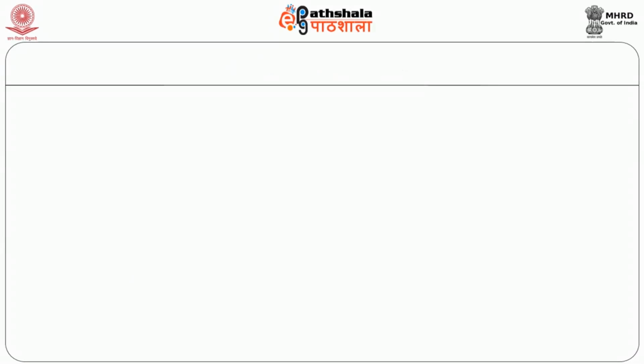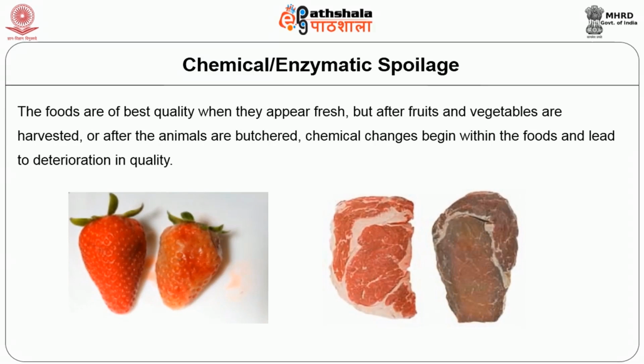The other type of spoilage is by chemical or enzymatic reactions, called chemical or enzymatic spoilage. The foods are of best quality when they appear fresh, but after fruits and vegetables are harvested or after the animals are butchered, chemical changes begin within the food and lead to deterioration in quality. These chemical reactions are responsible for the color and flavor changes in foods during processing and storage.